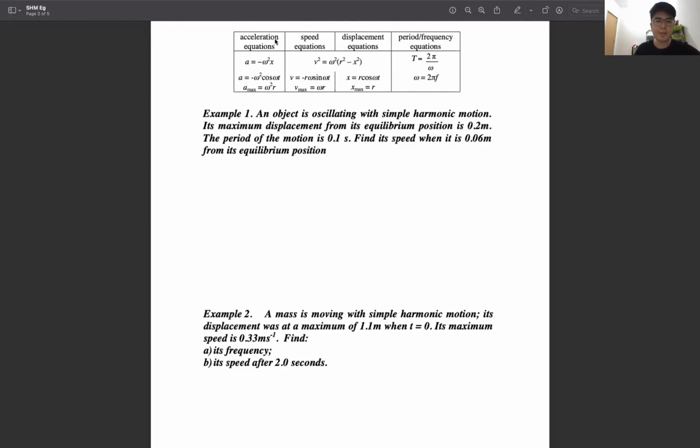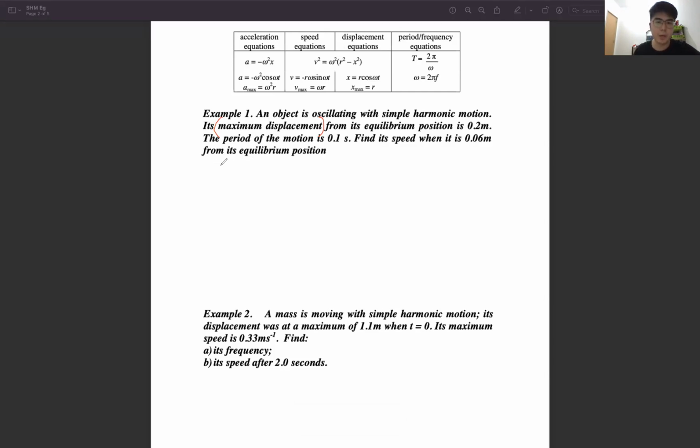Okay, we look at examples. Example one: an object is oscillating with a simple harmonic motion. Its maximum displacement from equilibrium position is 0.2. The period of the motion is 0.1 second. Find its speed when it is 0.06 meter from its equilibrium position.